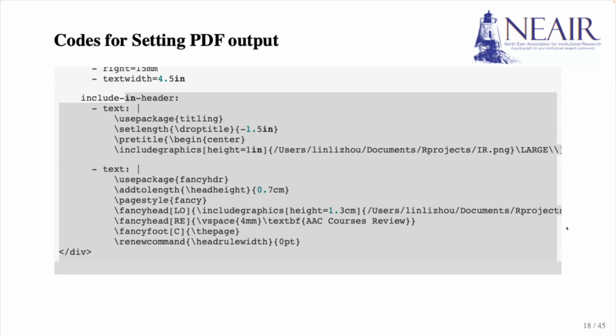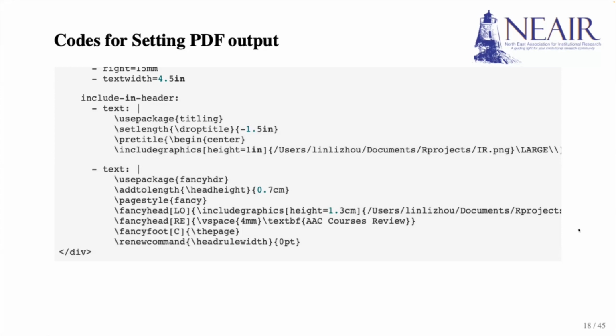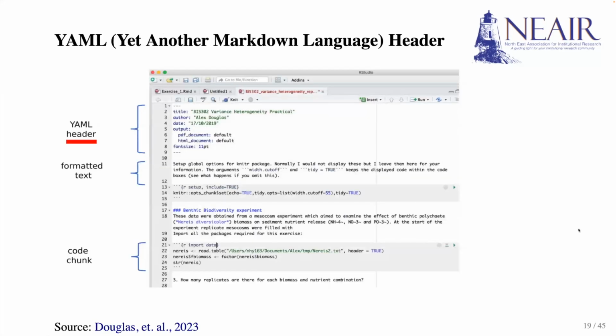Please note that these codes are not typical R code. They are YAML header codes. You'll usually find them at the beginning of an R Markdown file, which is used to customize the output formats.